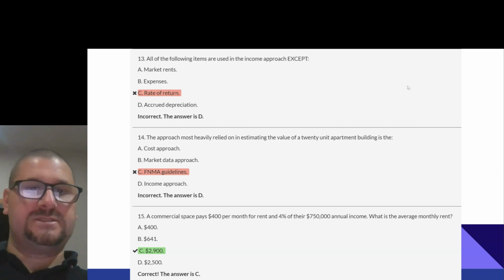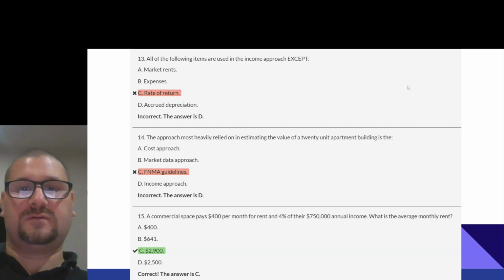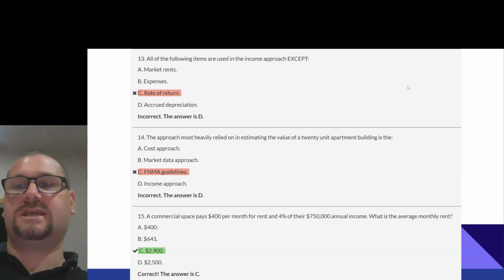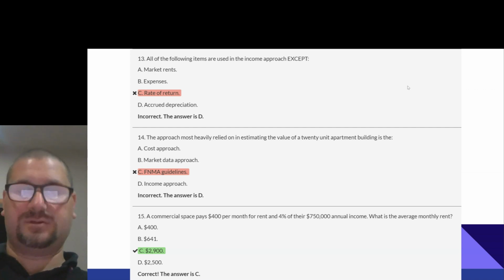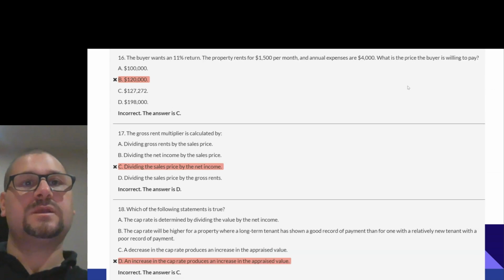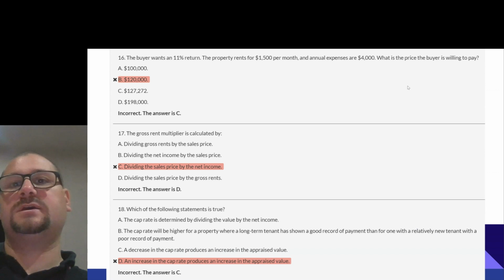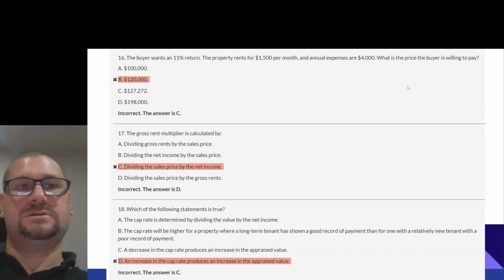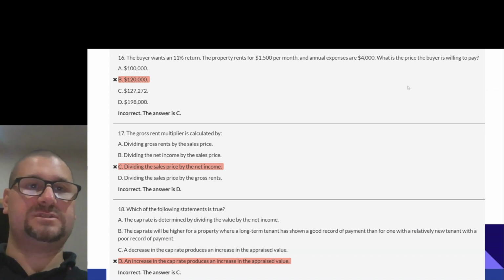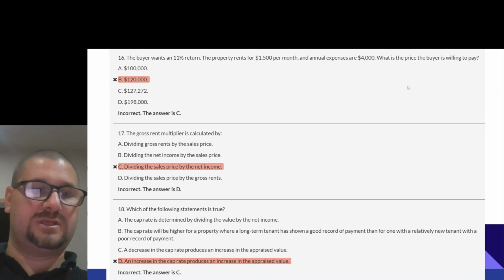A commercial space pays $400 per month for rent and 4% of their $750,000 annual income. What is the average monthly rent? So it's going to be $2,900. So you need to do some math. The buyer wants an 11% return. The property rents for $1,500 per month, and annual expenses are $4,000. What is the price the buyer is willing to pay? The answer here is going to be Charlie, $127,000. So again, you've got to do some math.